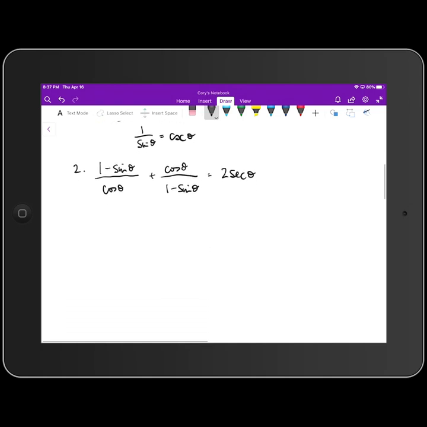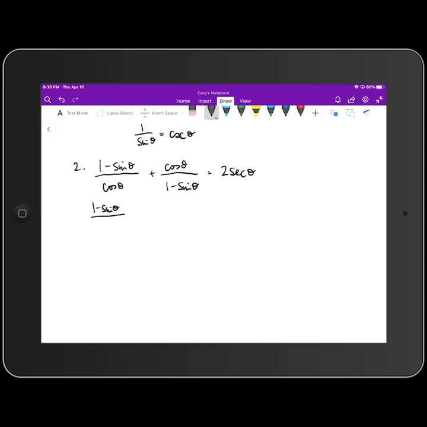Okay, let's do the same thing with the second one. So for the second one, again, our more complicated expression is the one on the left-hand side. So that's the one that we're going to start with. And again, I want to take what I'm trying to verify, the right-hand side, and use that to help guide me on the left-hand side.